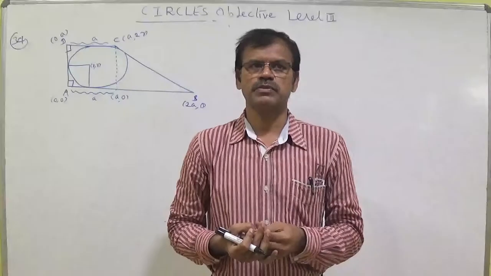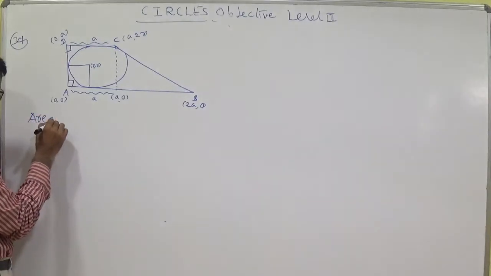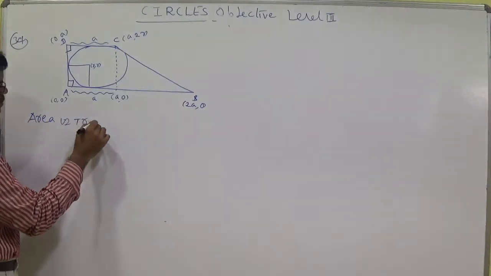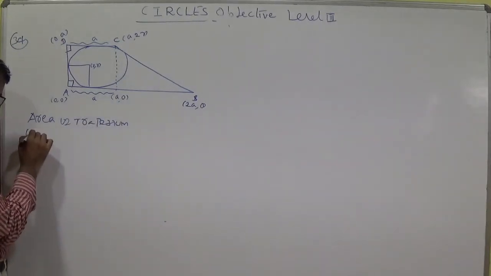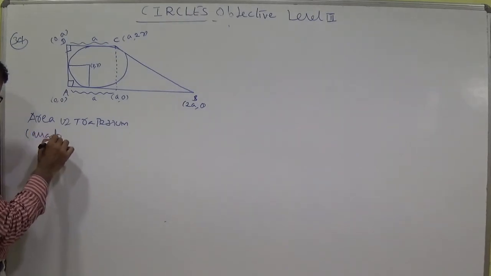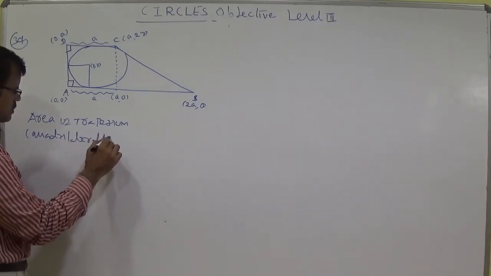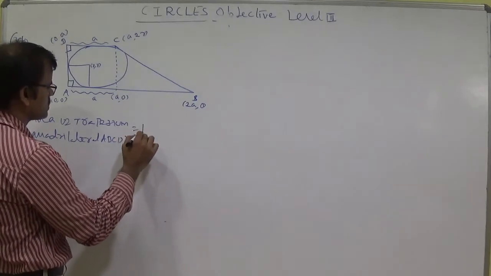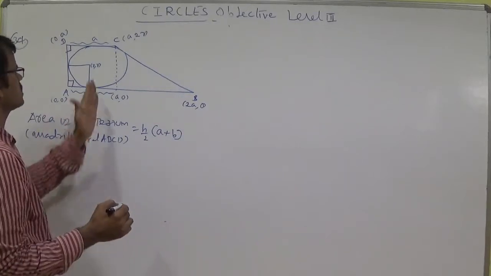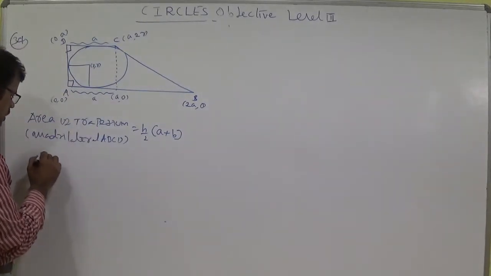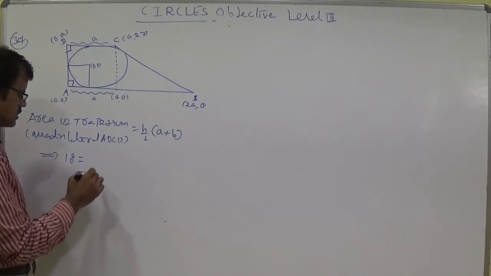We know that the area of the trapezium is h by 2 into (a plus b). Area of the trapezium, I am writing, for this quadrilateral ABCD according to the condition. Area of quadrilateral ABCD is equal to h by 2 into (a plus b). Here what is h? The full height, total height is 2r. The area he has given as 18.